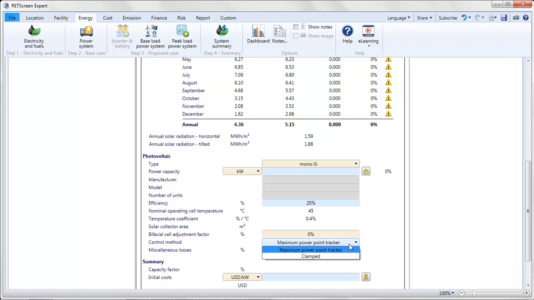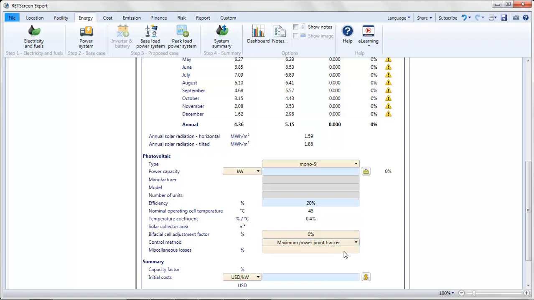We have maximum power point tracking versus clamped operation. This essentially is saying between the battery and the photovoltaic array, do you have a direct connection, or is there a box of power electronics that decouples the voltage of the two such that we can be operating the photovoltaic array at its optimal voltage regardless of what the battery voltage is doing?